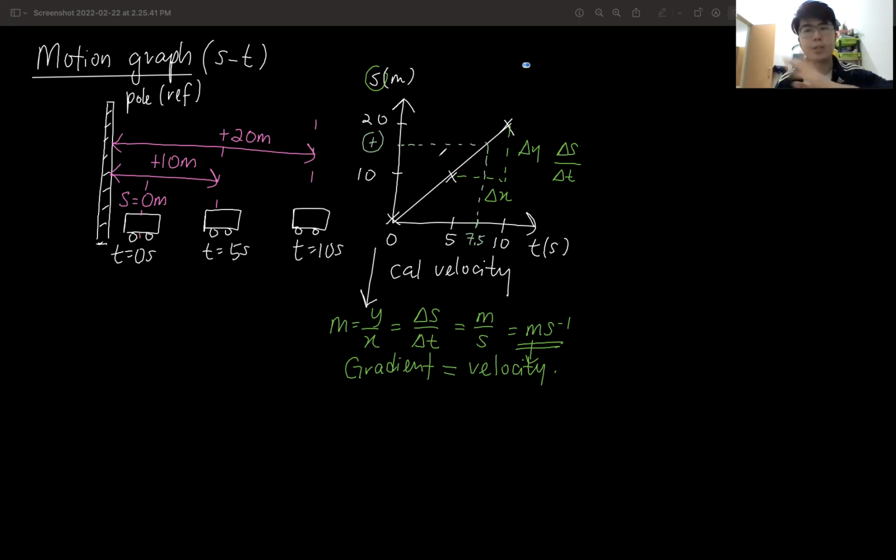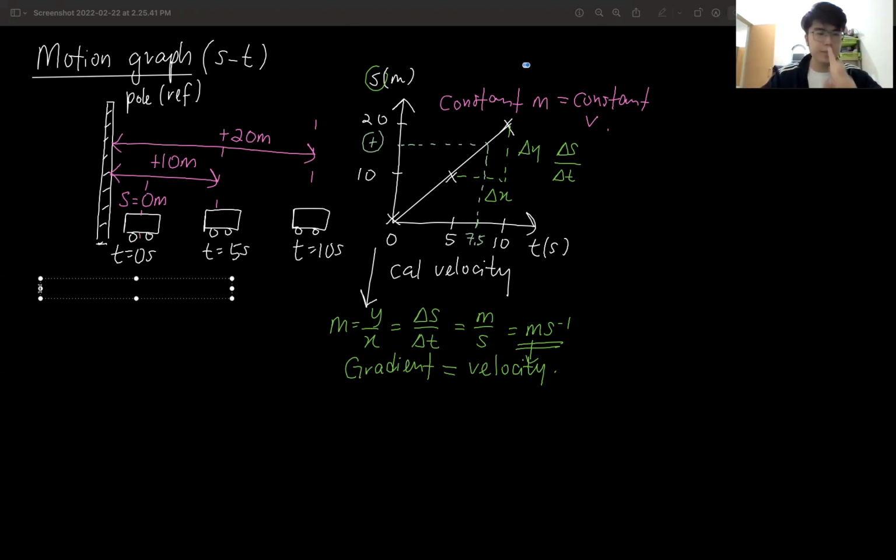Now we have a straight line graph. What is the gradient of a straight line graph? It is a constant value, it does not change. So the gradient does not change. That means the object is moving at constant velocity. So constant gradient, constant m, that means constant v. So you see from the displacement-time graph, I get two pieces of information. The first is the position. The second is the speed or the velocity.